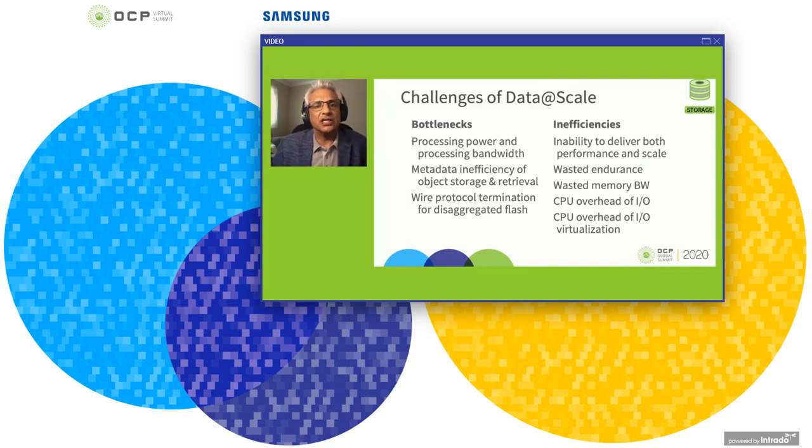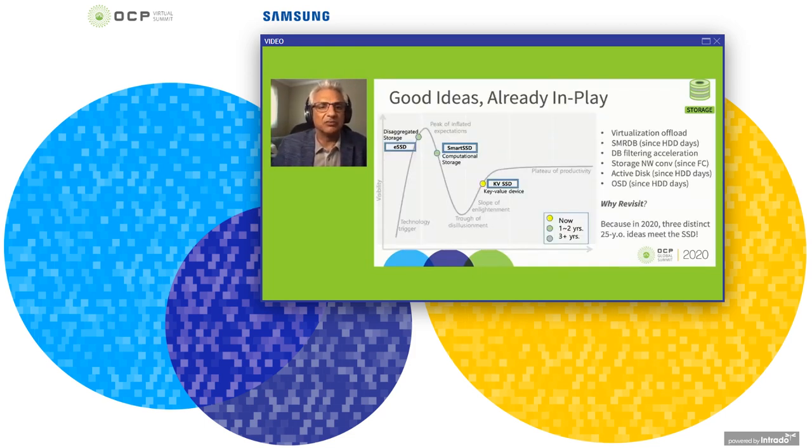Okay, so to see what ideas are in place to deal with some of these issues, we are going to look at how the modern SSDs can help. On the right, you can see that people have already been looking at some of these issues, such as companies like Vertensys and others looking at virtualization offload. Since hard disk drive days, we have looked at SMR, DB, and active disks, and storage networking convergence is as old as Fiber Channel. And even the idea of offloading the bottom half of the file system closer to storage dates back to the 90s, from Garth Gibson of CMU.